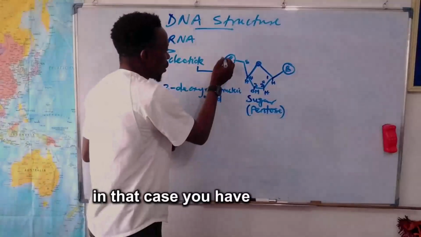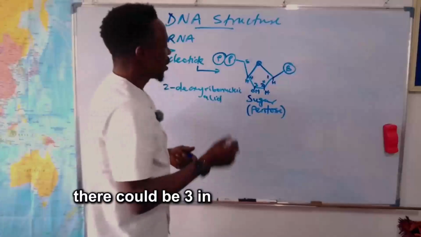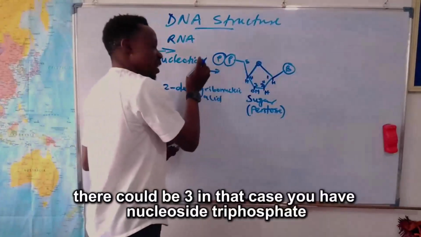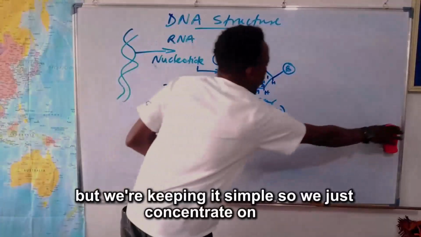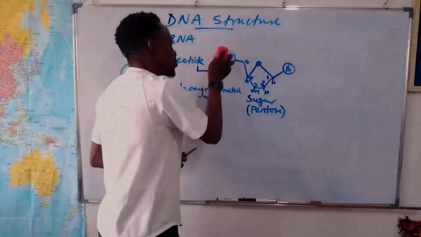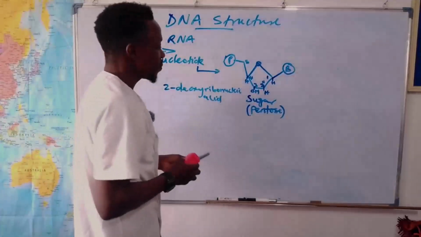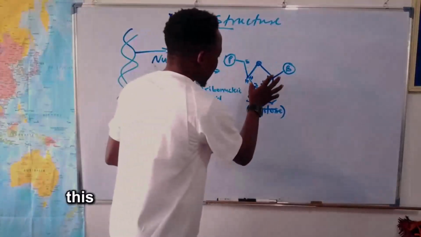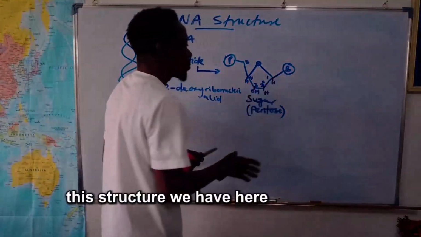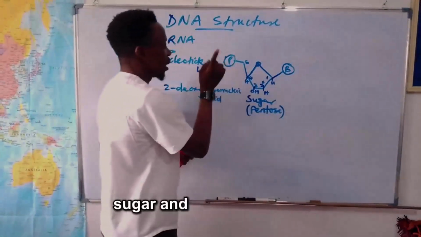In that case, you have nucleoside diphosphate. There could be 3. In that case, you have nucleoside triphosphate. But we're keeping it simple, so we just concentrate on one phosphate group for now. All right. So now, this structure we have here that I said is made up of base, sugar, and phosphate group.